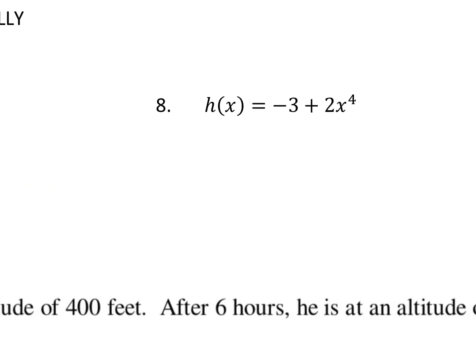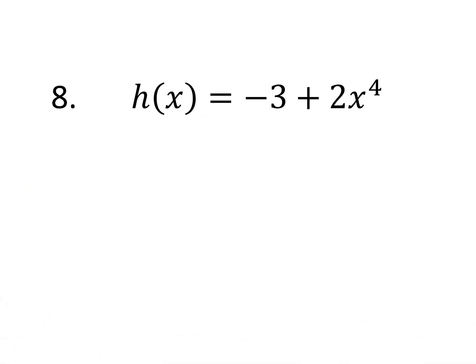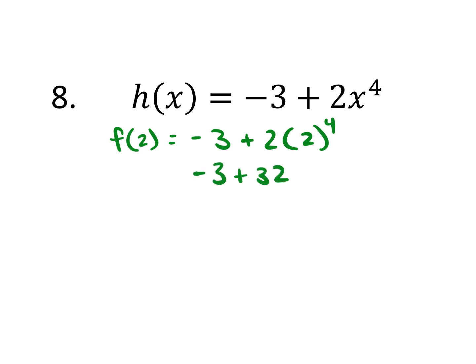Let's look at number 8. So we want to plug in 2 and negative 2. So negative 3 plus 2 times 2 to the 4th power. 2 to the 4th power is 16, and 16 times 2, 32. What's negative 3 plus 32? 29.